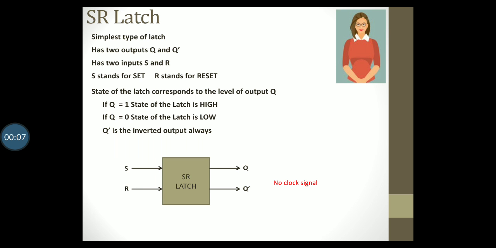In this video we will continue to learn about the SR latch. A few points to recollect from the previous video on the SR latch is that it is the simplest latch. It has two inputs S and R and two outputs Q and Q bar. S stands for set and R stands for reset. When Q is equal to 1, the latch is said to be in a high state, and when Q is equal to 0, the latch is said to be in a low state.